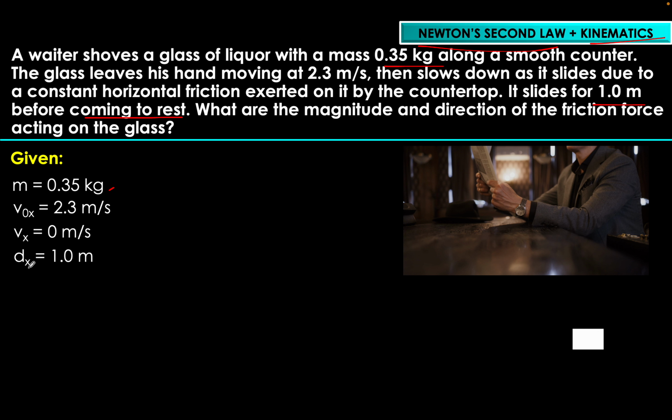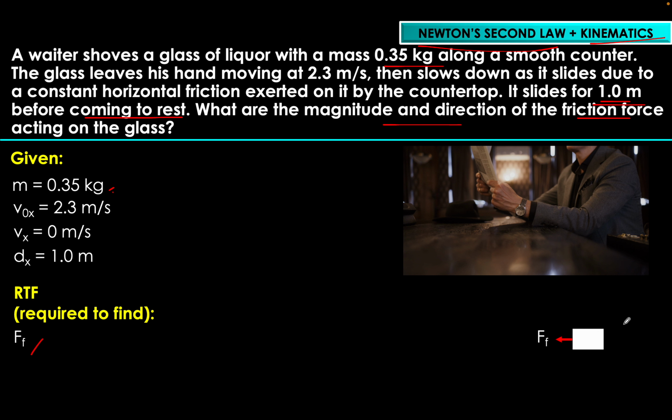Next, the displacement along x, or d sub x, is 1.0 meter. Nothing tricky, it's directly stated in the problem that it covered 1.0 meter until it stopped. Next, the required to find, or RTF, is the frictional force. So it says here magnitude and direction of the friction force acting on the glass. So by instinct, we would think of Newton's second law because we're solving for frictional force, and Newton's second law is that fundamental equation that deals with forces acting when you have a given mass. So let's try doing that first.